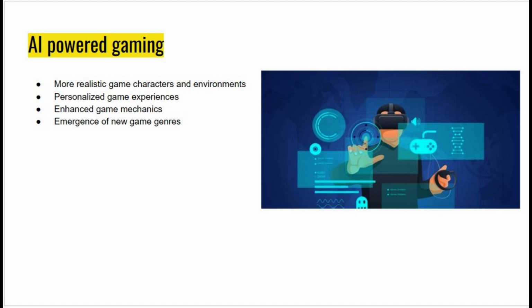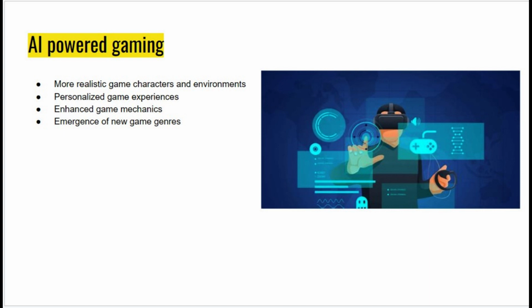AI powered gaming refers to the integration of artificial intelligence technologies into video games. This can manifest in various ways, from creating more lifelike characters and environments to generating personalized experiences that are tailored to individual players. With AI playing a bigger role in gaming, we can expect four major developments: more realistic game characters and environments, personalized game experiences, enhanced game mechanics, and the emergence of new game genres.